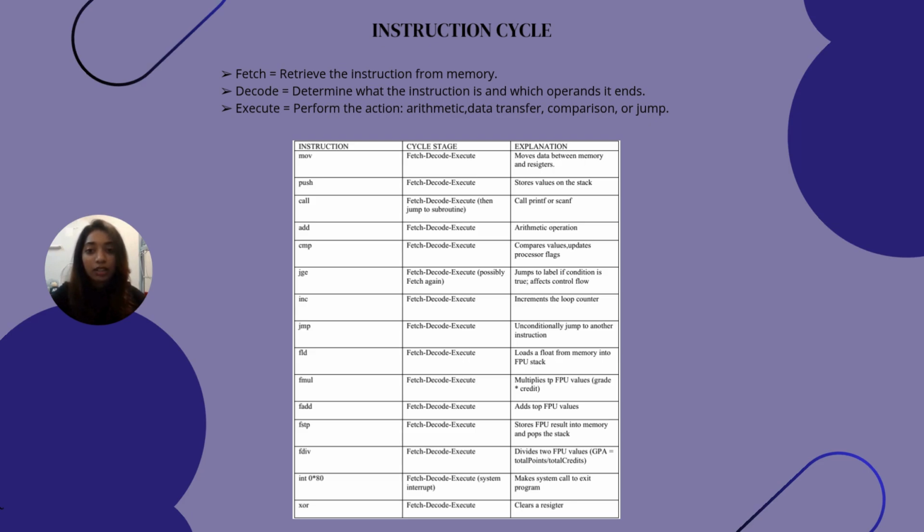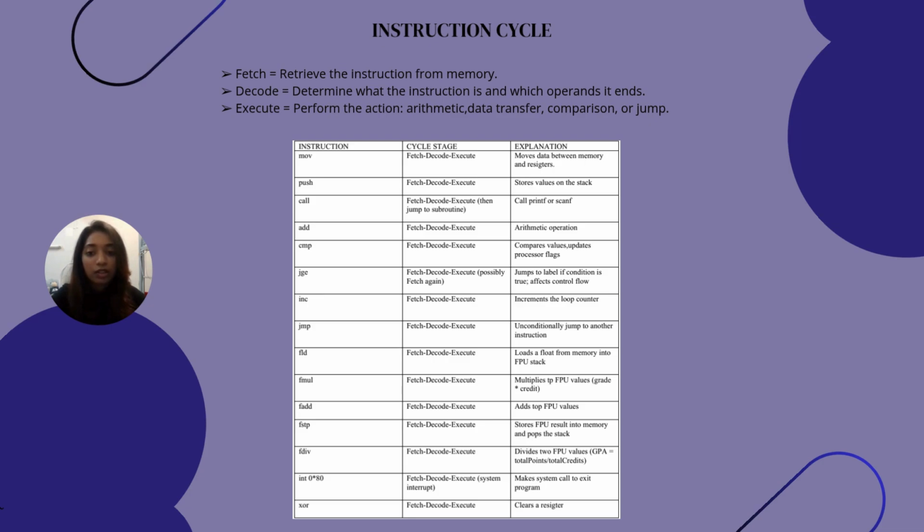So MOV, the first instruction, uses fetch, decode, and execute to move data between memory and register. Second, the push instruction uses fetch, decode, execute as well to store a value on the stack. Third is the call instruction. It fetches, decodes, and executes, then jumps to a subroutine. It is used to call printf or scanf. The fourth one is add, which uses fetch, decode, and execute. It uses an arithmetic operation. CMP is to compare values and update processor flags.